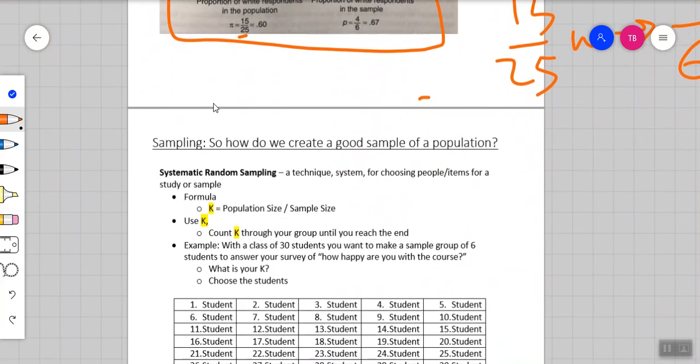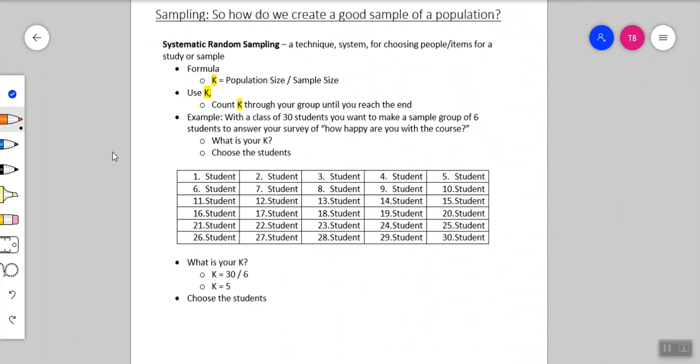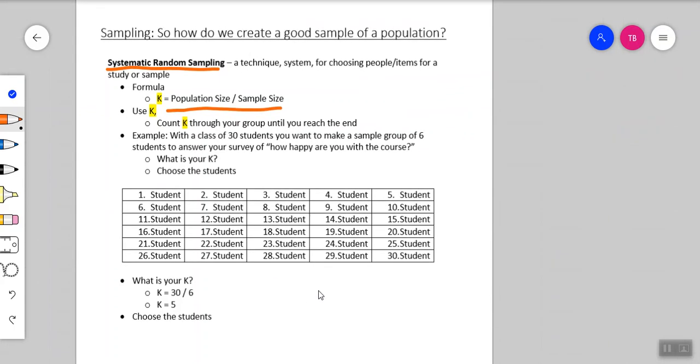Okay. This next one's a little bit more systematic. I will go through the example in a little bit, but it's called systematic random sampling. It's the same as a random sample, but to make your job easier, you apply a system to it. So it's not a matter of choosing a bunch of names out of a hat. You can make a list. This will work on a spreadsheet or an Excel sheet. It's a very simple formula here. You take your population size divided by your sample size, and that gives you K. The K is then the number you use to choose who's going to be in your sample.